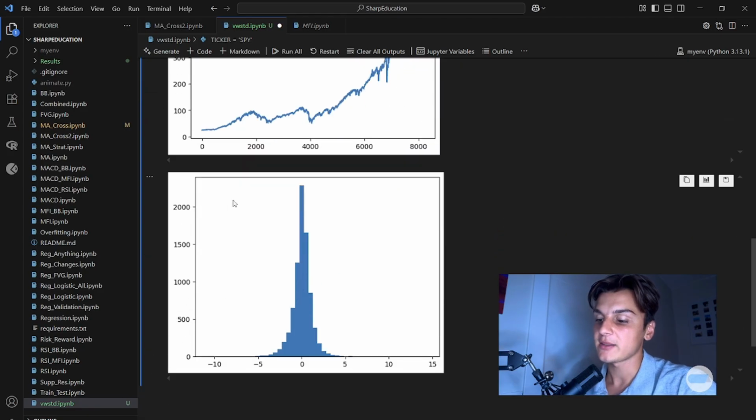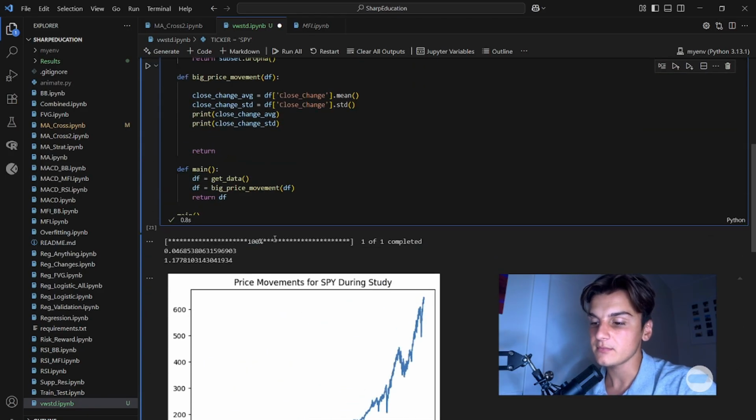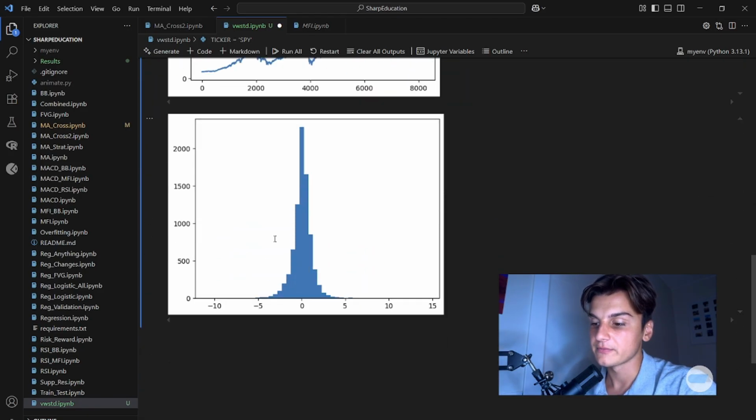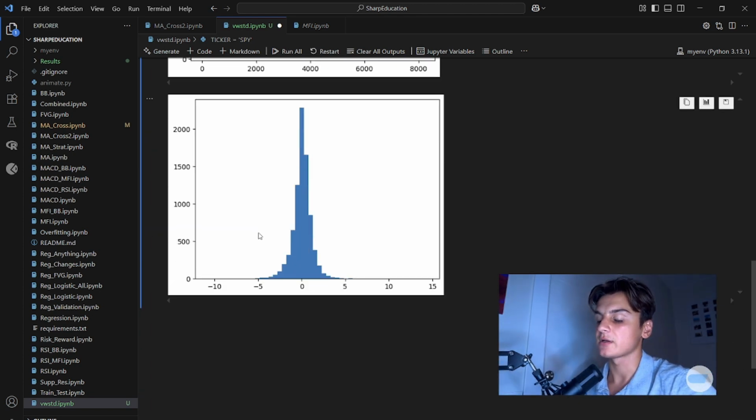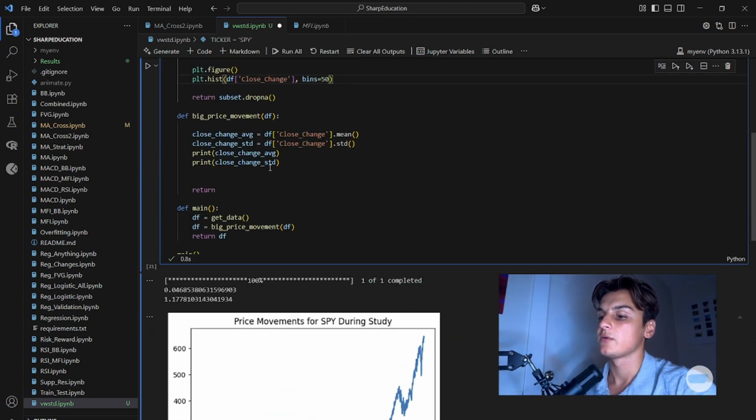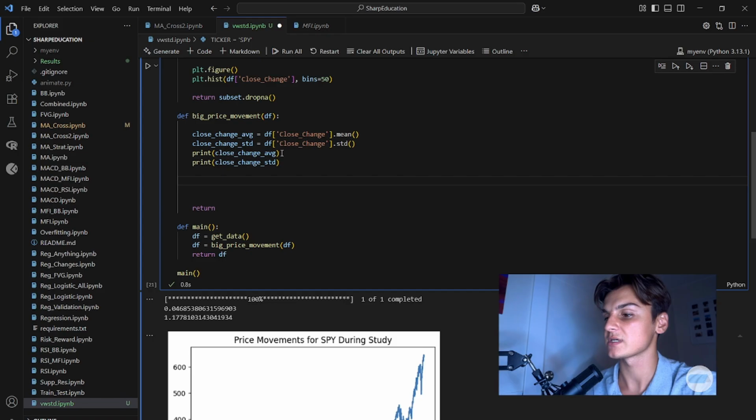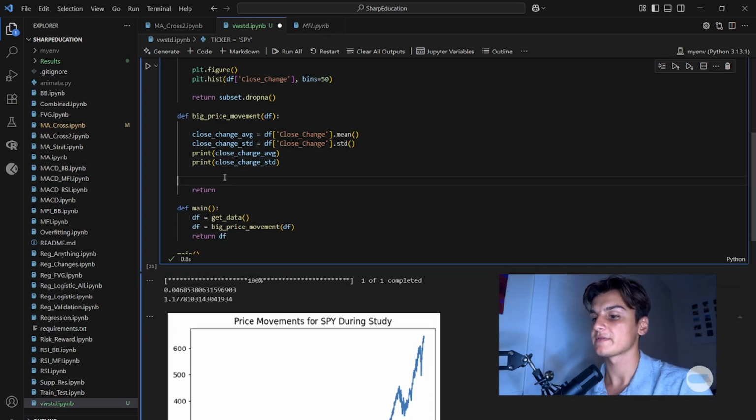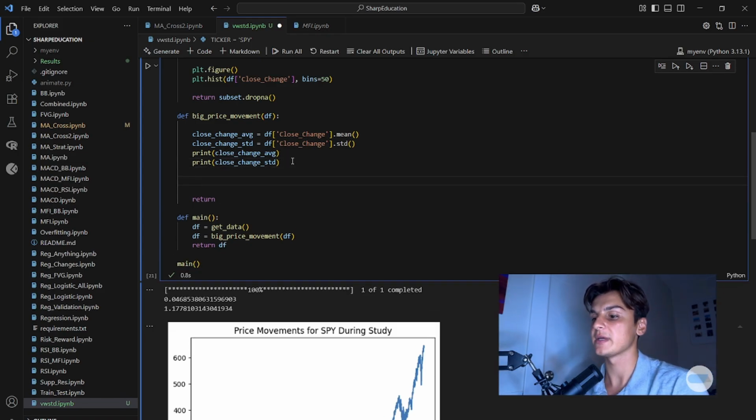So now that we understand the close change distribution, we can only take strong ones on the positive or negative end to give us a positive or negative signal. So we've defined the big price movement. So I want to make data frame big.